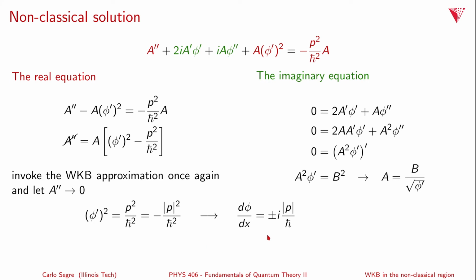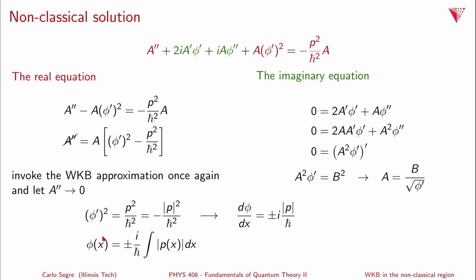we have the following differential equation. We have d phi dx is equal to plus or minus, from the square root here, and then the square root of minus 1 is i, times the absolute value of p over h bar. So now, in this non-classical solution, we've deviated from what we had in the classical region, where this was positive, and we just didn't have an i, and this was not an absolute value, but just p.